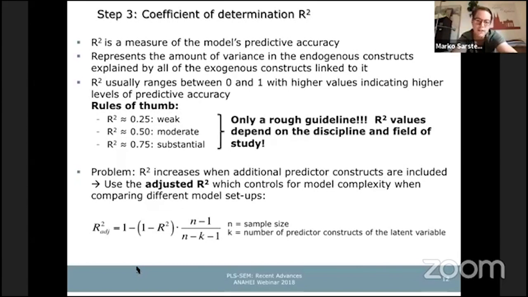There's also the adjusted R-square, which we use for model comparisons. However, the latest research, which I'm going to be talking about at the end of this seminar, tells us that the adjusted R-square is actually not a very good indication for comparing models. So I'm just going to skip this part.